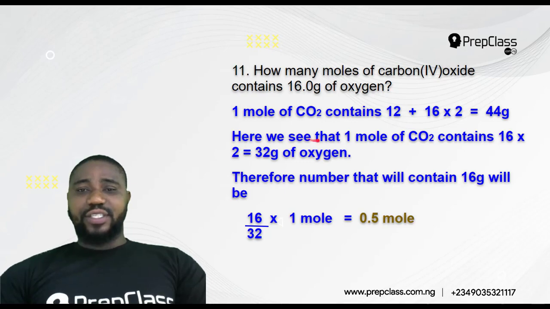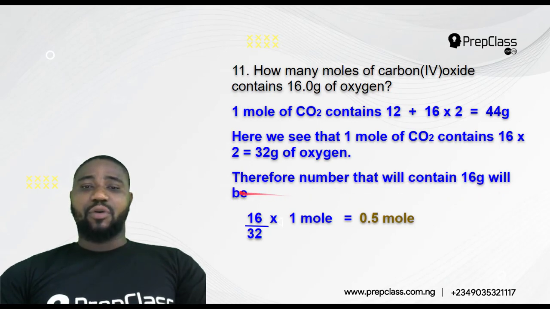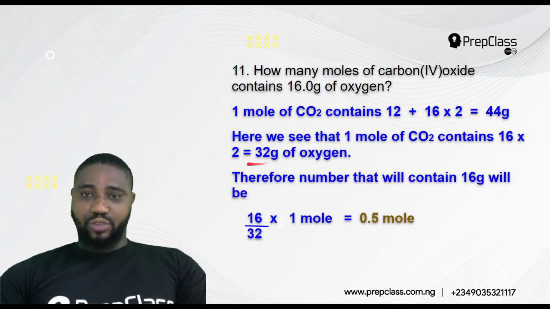So now here we see that 1 mole of carbon dioxide contains 16 times 2 grams, which is 32 grams of oxygen. You can see from carbon dioxide, carbon is 12, oxygen is 16 times 2, so the 16 times 2 is 32. So 1 mole of carbon dioxide contains 32 grams of oxygen. Therefore, the amount that will contain 16 grams of oxygen is supposed to be half of this 32.